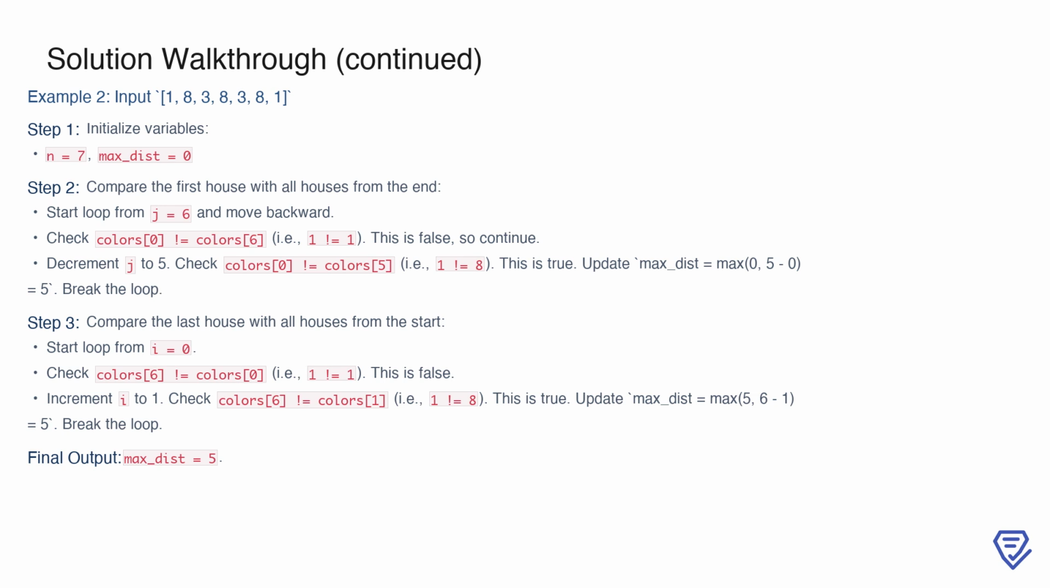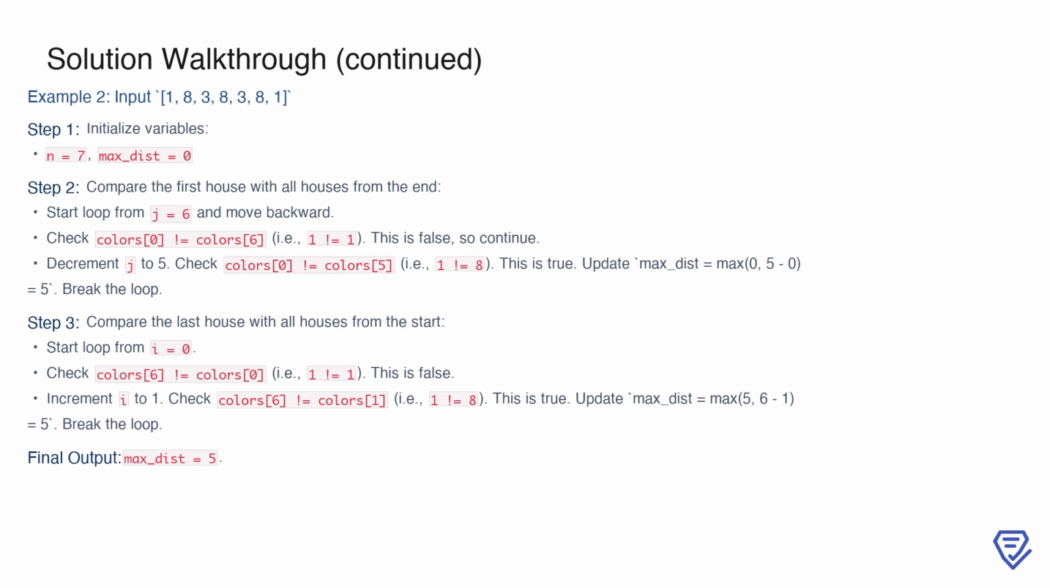First, we compare the color of the first house, located at index 0, with the colors of all houses starting from the last house and moving backward. Beginning the loop at j equals 6, we check if colors[0] is not equal to colors[6]. Both are 1, so the condition is false, and we decrement j.